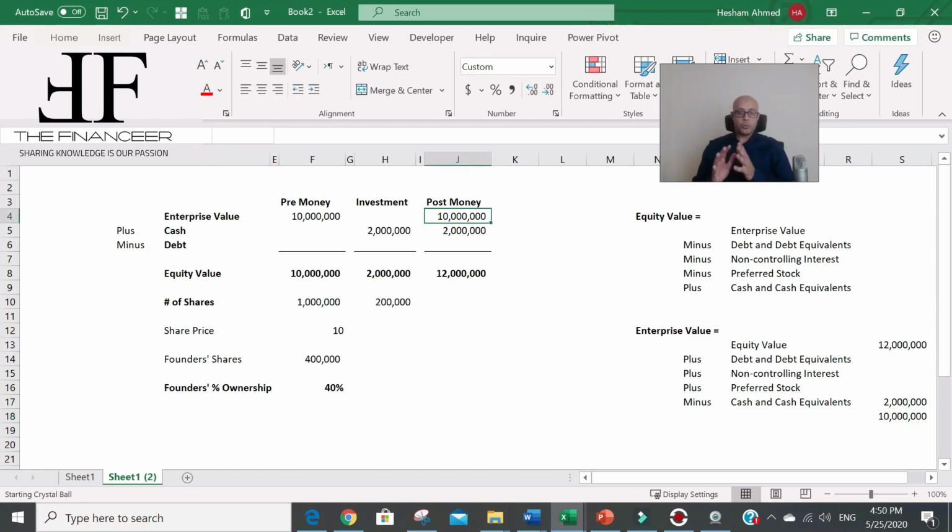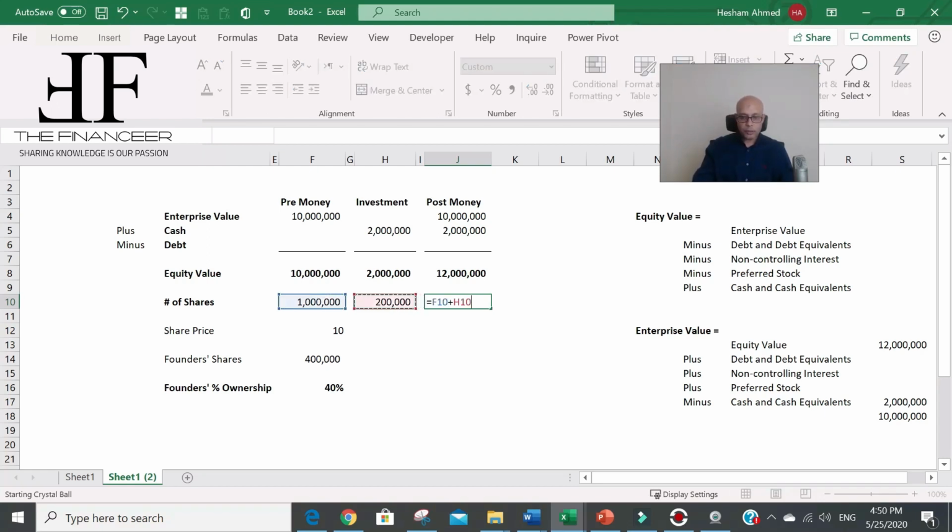Okay, clear. So now it is not necessarily that enterprise value equals the equity value. The enterprise value is the total value of your organization. Clear. Now, how many shares overall will be outstanding after the new investment? You are going to consider that I have 1 million plus the 200,000, so it will be 1,200,000 shares outstanding after the new round of the investment.